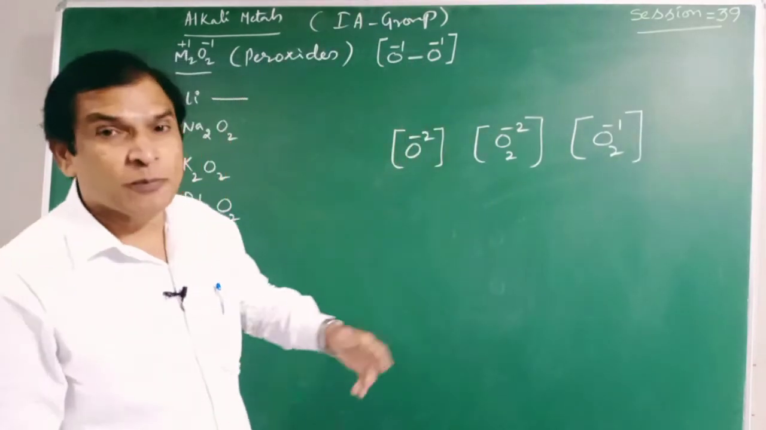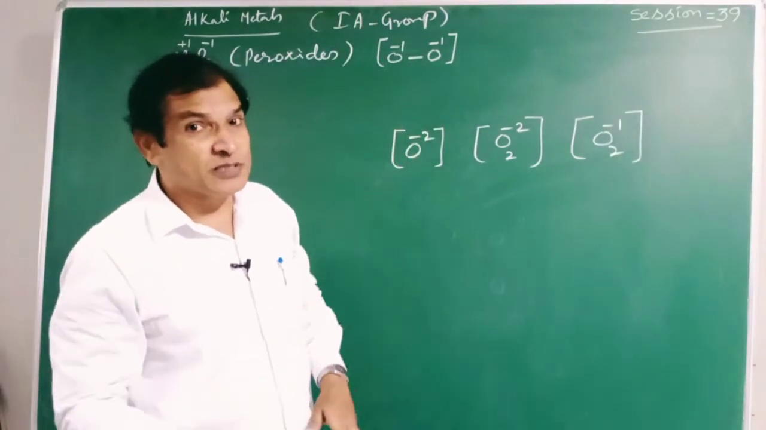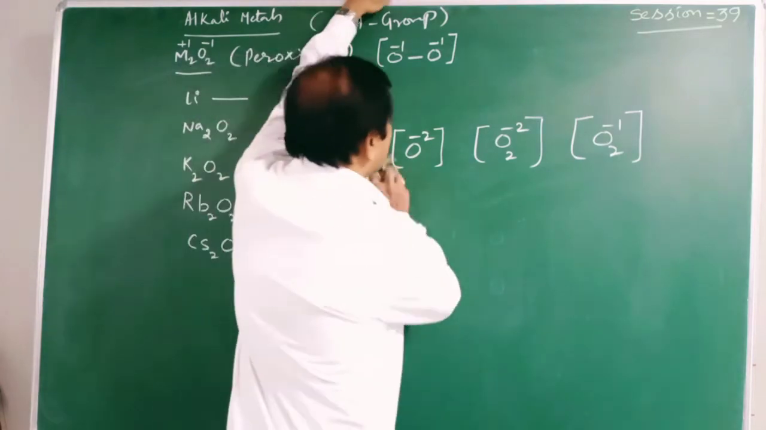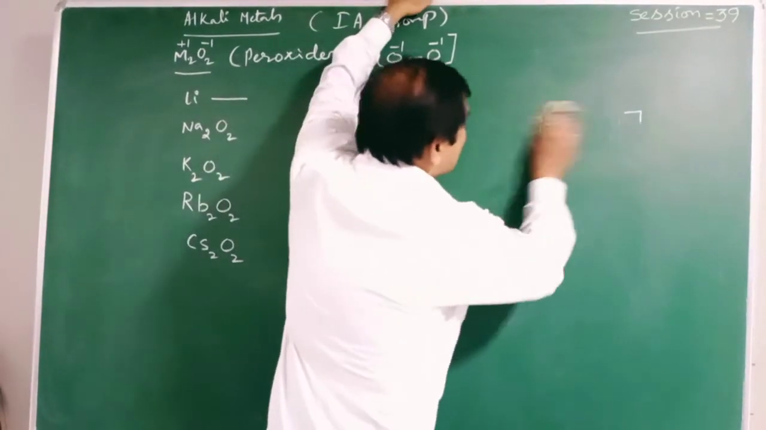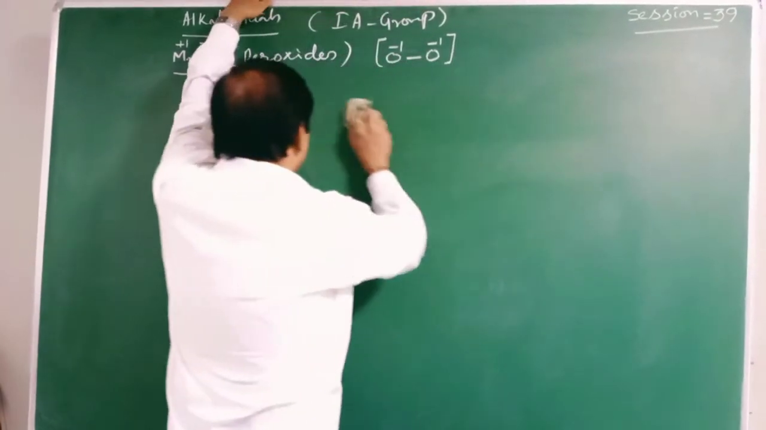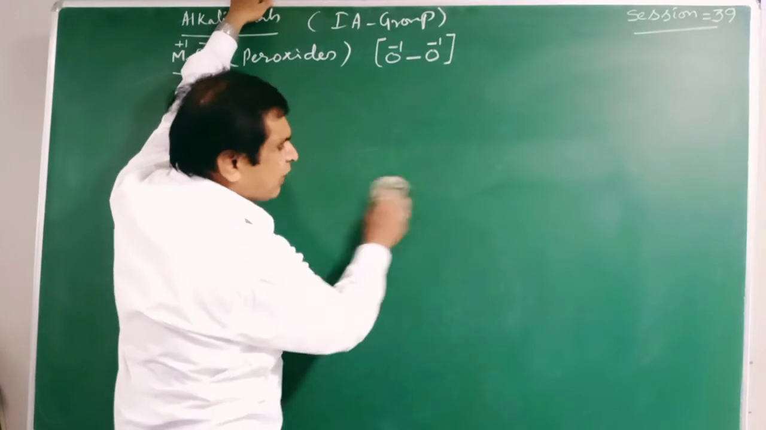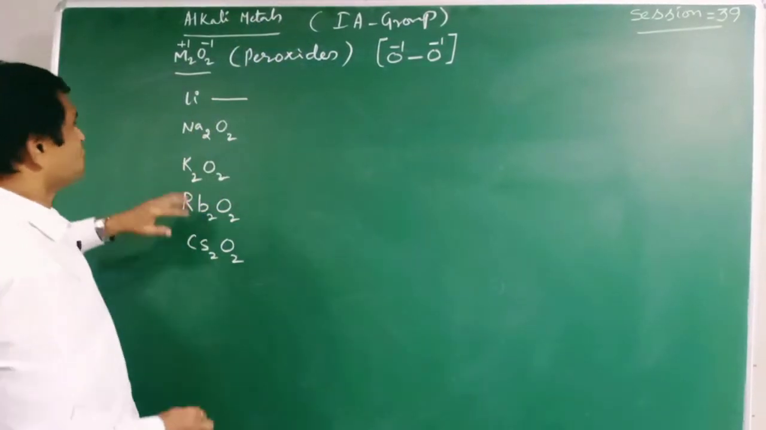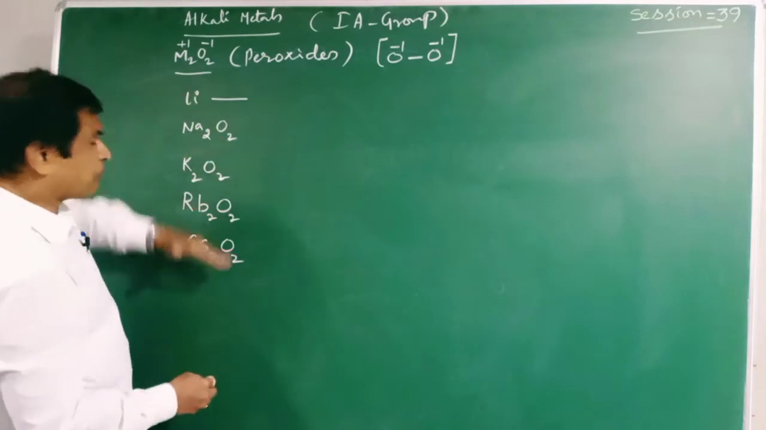Sometimes it is important. Which among the following represents superoxide? Which among the following represents peroxide? Like that you can expect questions. So you should be very careful, because in inorganic chemistry chapters you have to be very careful with the corner points. All the simple concepts are important, right? So these are the peroxides.